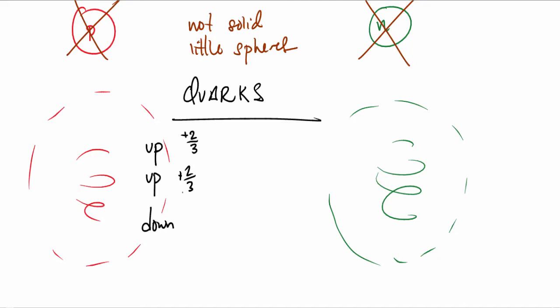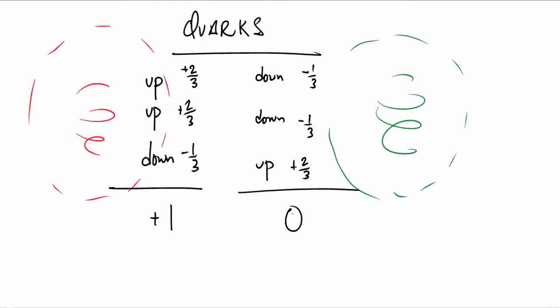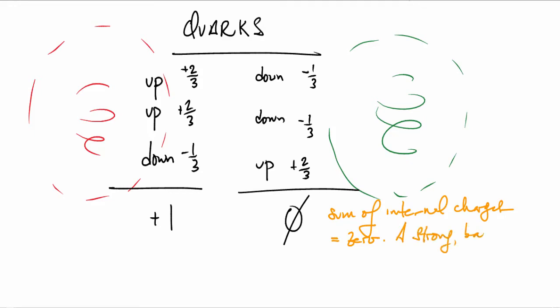So the proton has 2 up quarks and a down quark, with positive 2/3 charges each for the up quarks and negative 1/3 charge for the down quark. Neutrons are made of 2 down quarks and an up quark: negative 1/3, negative 1/3, and plus 2/3. So you'll see that the total sum of charge in a proton is +1, and the sum of the internal charges is 0 on the neutron.